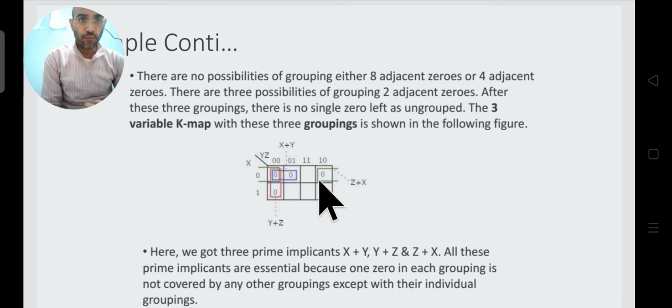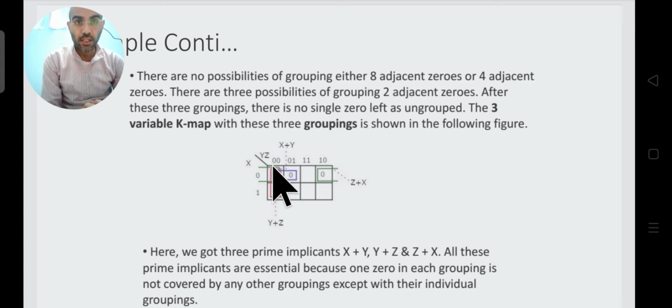So you see, if we form this group, the green group, corresponding to that the term should come as follows. X is remaining the same in this group, whereas Y is changing, so Y will be dropped out, and the term will be X plus Z. So X is 0 in both these cells, and Z is also 0 in these two cells. Okay, so X plus Z, not bar.